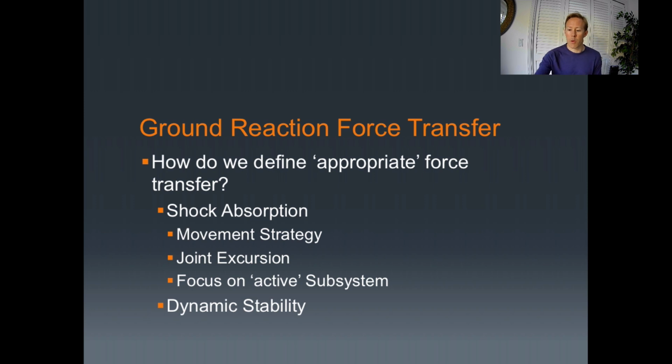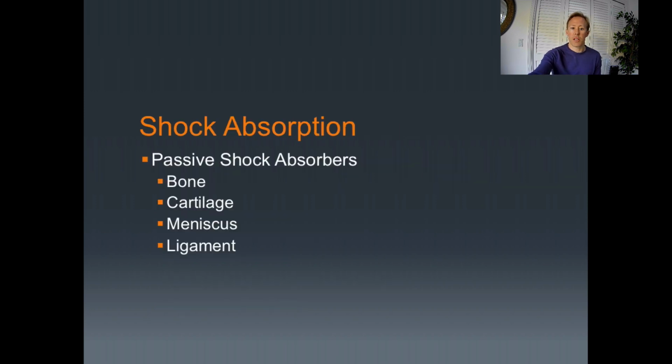So just a little look at what we're going to look at here. In terms of shock absorption, we've got our passive shock absorbers: bone, cartilage, meniscus, labrum, ligament. Intervertebral discs in our spine are shock absorbers too. They're very important in absorbing shock, but we can't create a signal to contract our meniscus. It'd be kind of cool if we could, but we can't do that. So those are our passive shock absorbers. They're important, but we don't want to rely on them. Relying on them would likely be associated with greater injuries.